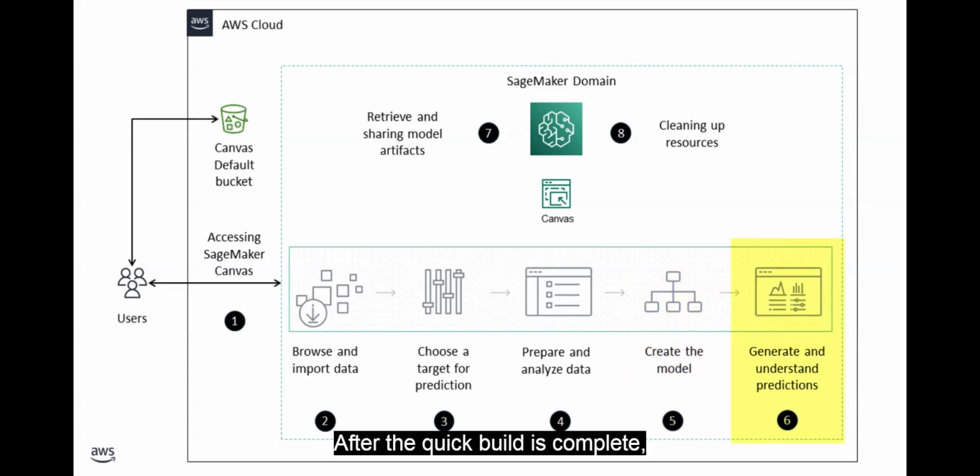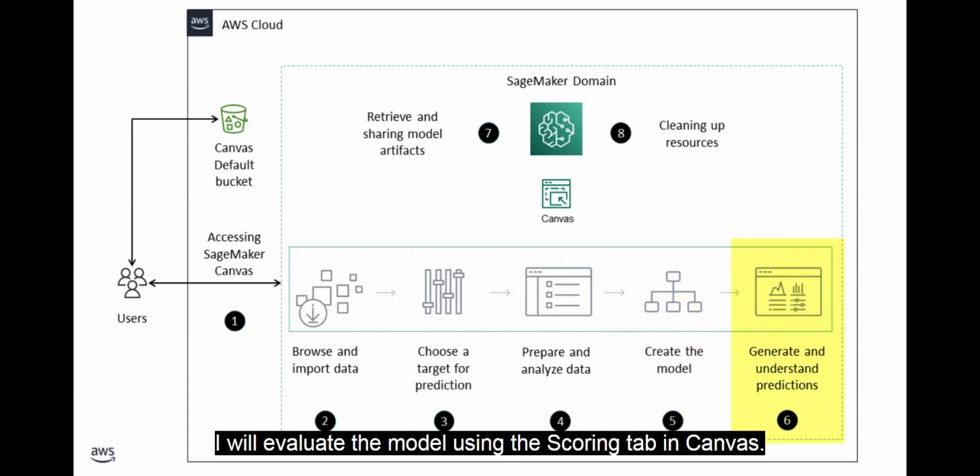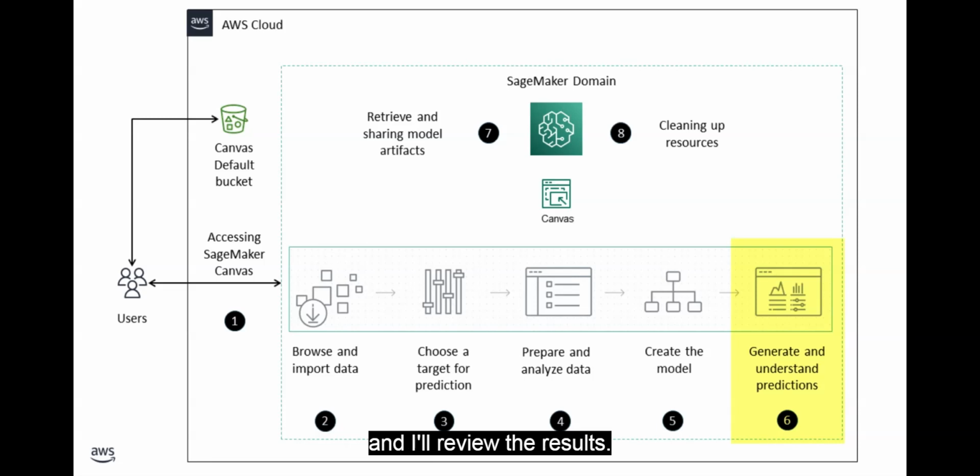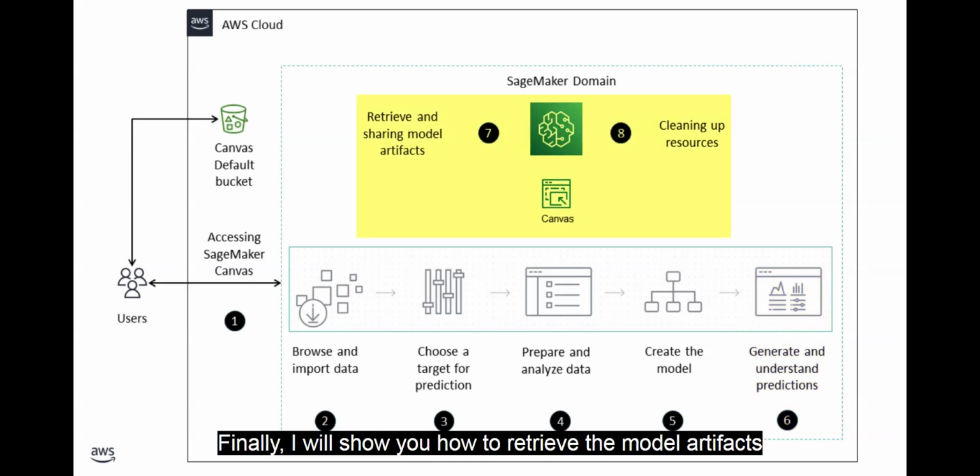After the quick build is complete, I will evaluate the model using the Scoring tab in Canvas. I will also use the Single Prediction option to test the model's ability to make predictions on new data, and I'll review the results. Finally, I will show you how to retrieve the model artifacts and remove SageMaker Canvas resources.